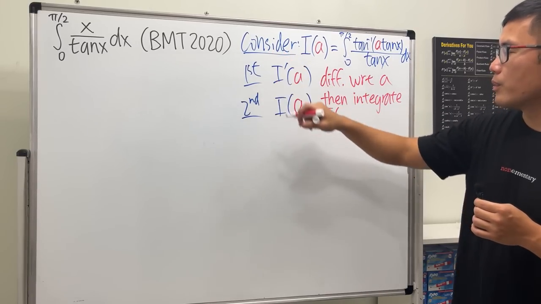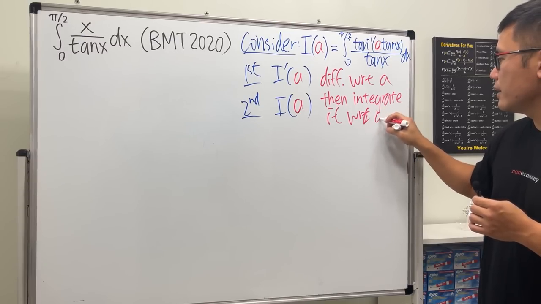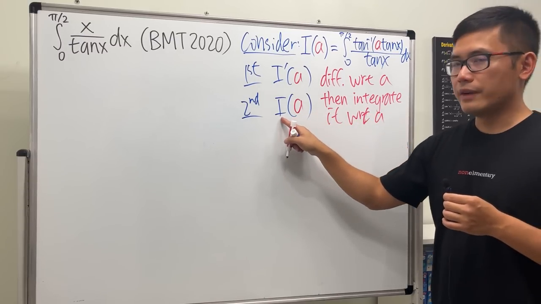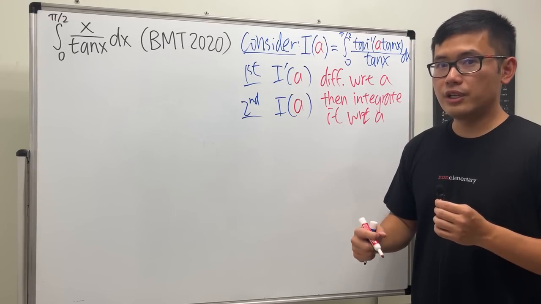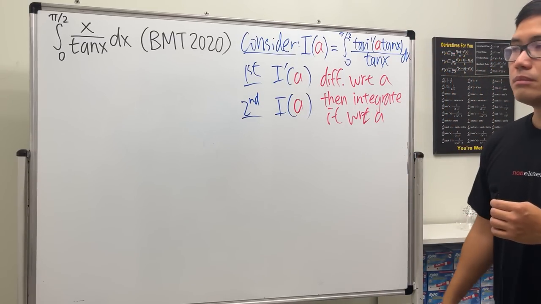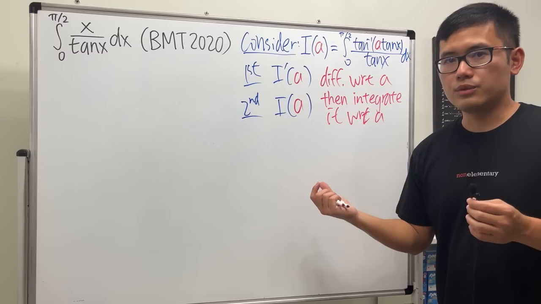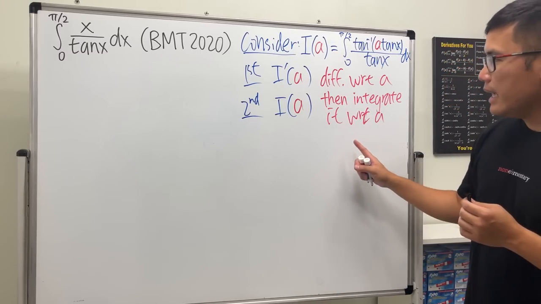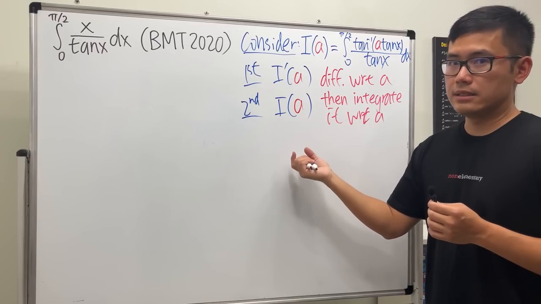Integrate the result from part one with respect to a, so that we can actually get I of a. Guess what? We just changed the order of differentiation and integration, because originally it was integration first. But if we differentiate first and then integrate, we can still end up with a nice result. And then, once we have I of a, this right here is going to be super nice.